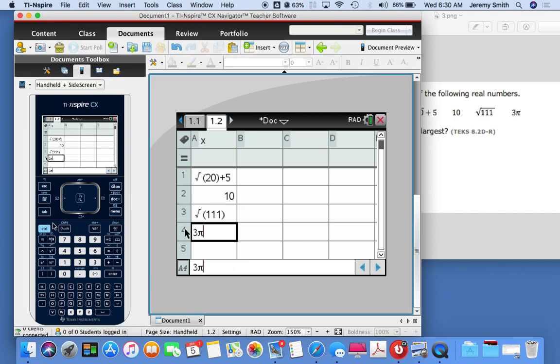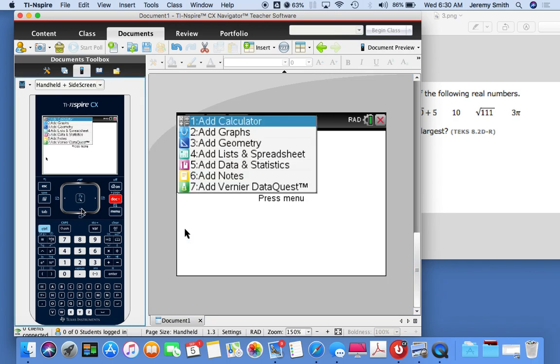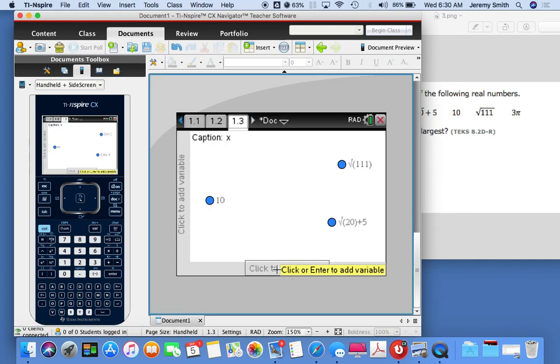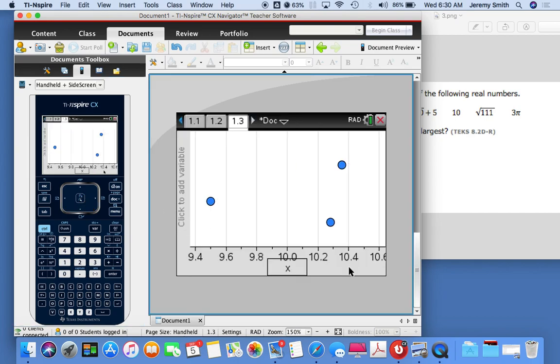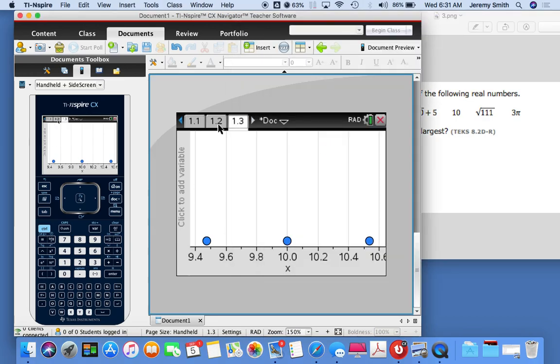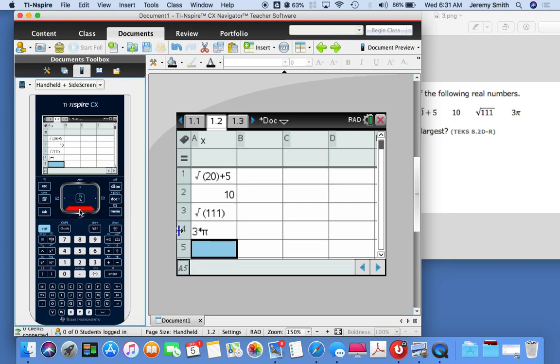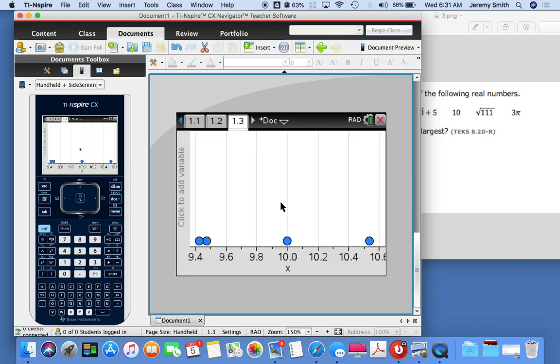Okay, so remember, we press Control Doc. We're going to add Data & Statistics, and we're going to change this to X. All right, and this is asking us to determine which one is the largest number out of the 4. And I made a slight mistake. Let's go back to this. I forgot to hover down. Okay, there we go. So now we got all of our numbers.